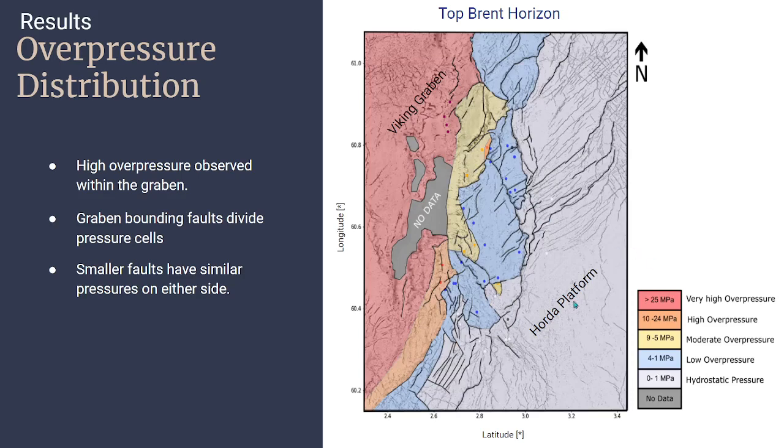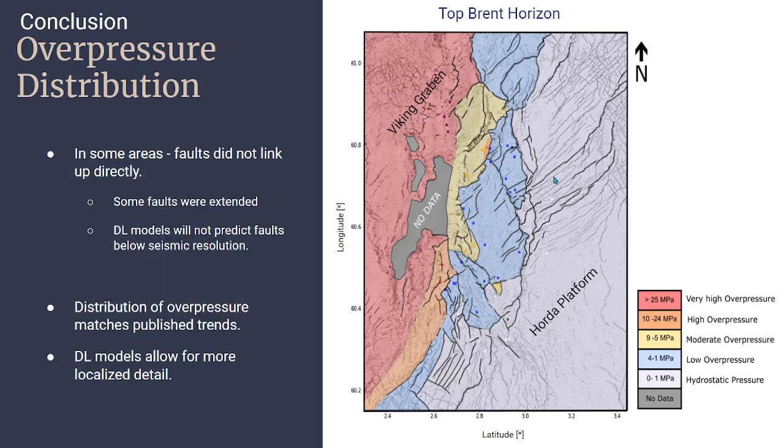For this map, overpressure was divided into 5 pressure groups, with red indicating very high overpressure exceeding 25 megapascals, orange high at 10 to 24, yellow moderate 9 to 5, blue low 1 to 4, and white hydrostatic pressure. Using the major faults identified in cross-section that offset the Brent group by significant distance, the fault network was used to bound individual pressure compartments, resulting in a map of overpressure that is segmented, with the highest values occurring over the Graben and a more subtle transition over the Horta platform.